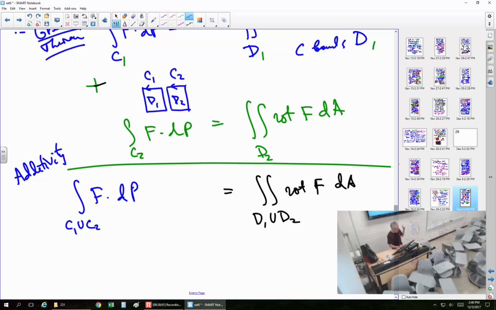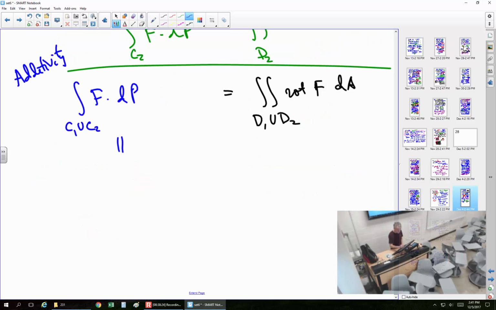But this is just an unsatisfactory answer. I say I can simplify this integral. Integration of my vector field, same thing, over these two curves. How can I simplify? I want to make a bigger picture for you.